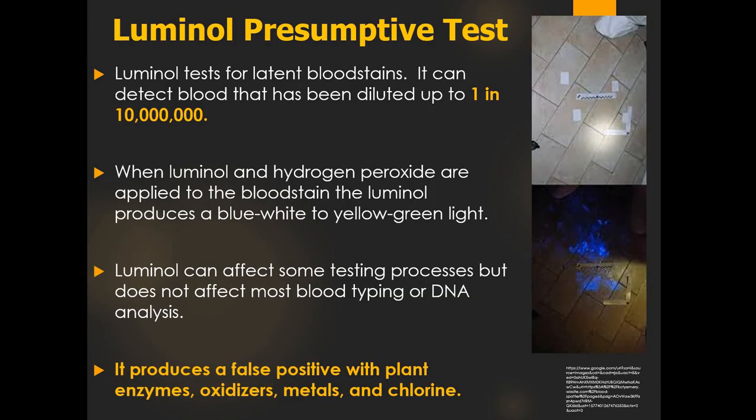Okay, next one is the luminol. The luminol tests for latent blood stains. It can detect blood that's been diluted 1 to 10 million times. When luminol and hydrogen peroxide are applied to a blood stain, the luminol produces a blue, yellow to white, yellow-green light, depending on what luminol you're using. And it can affect some testing processes, but does not affect most blood typing or DNA analysis. So we can still determine blood type, and we still could do DNA on it. We just want to see where it's at.